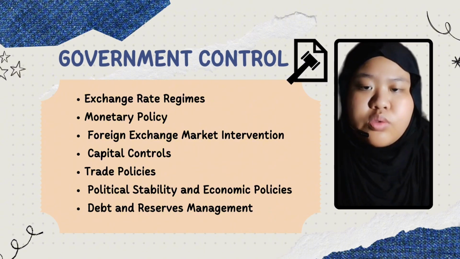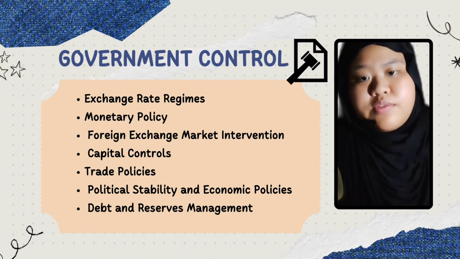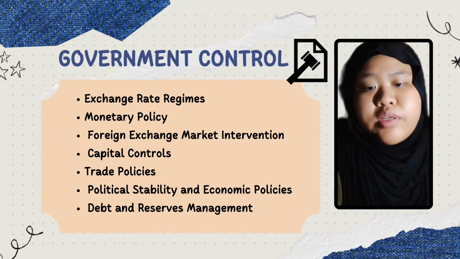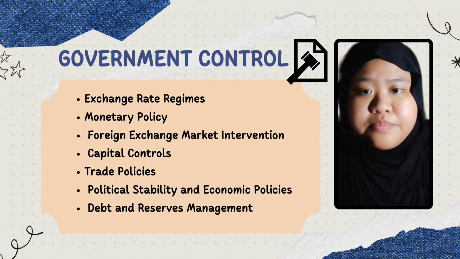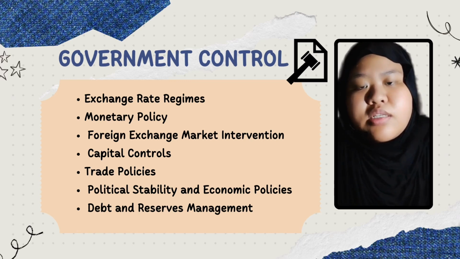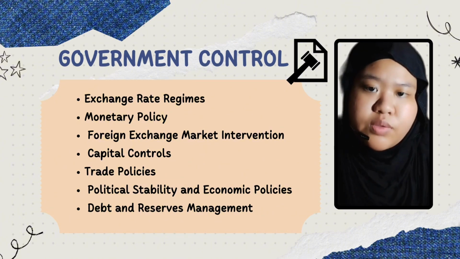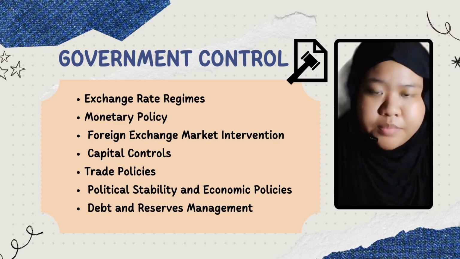So next, we're going to go through government control, which is a factor influencing the exchange rate. First, we're going to show the regimes, which is how the government chooses how the exchange rate is managed. There are three. First is the fixed regime, where the currency value is pegged to another currency or asset. The second one, the floating regime, is where currency value is determined by the market. And the last one, managed float, is a mix of both, with occasional government intervention.